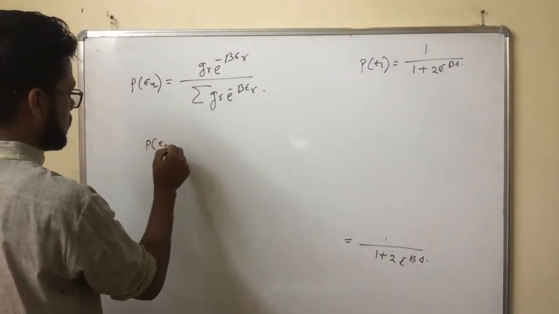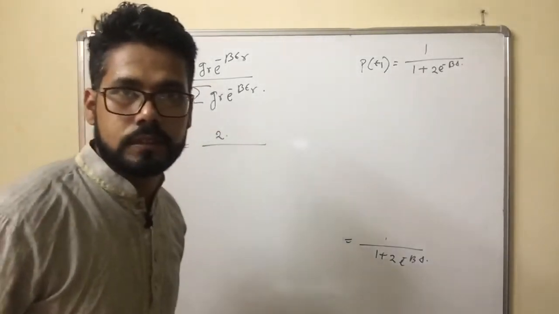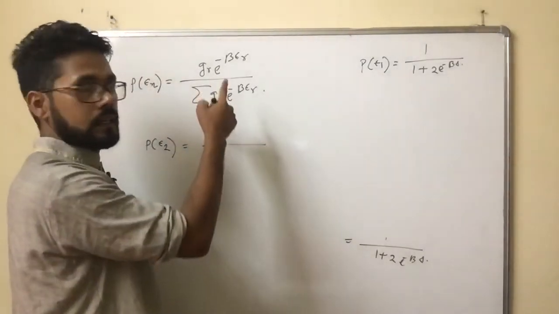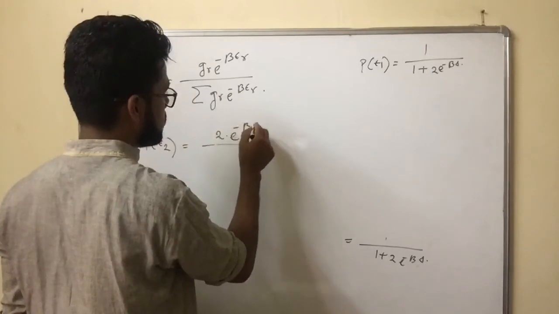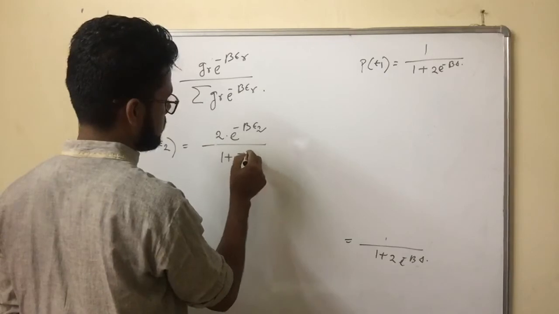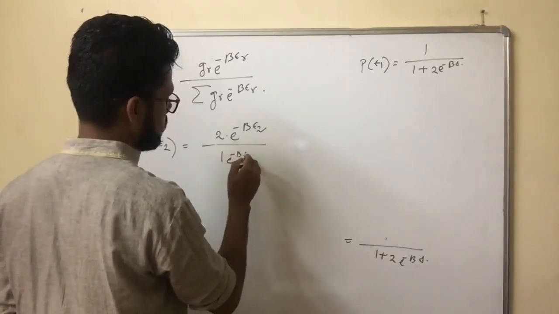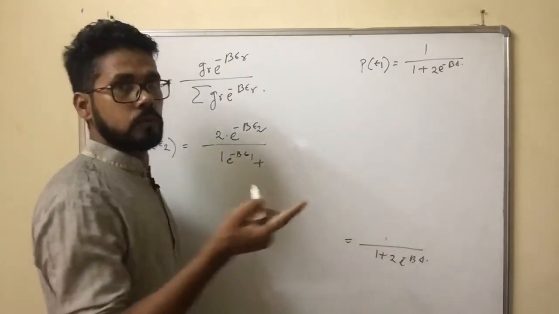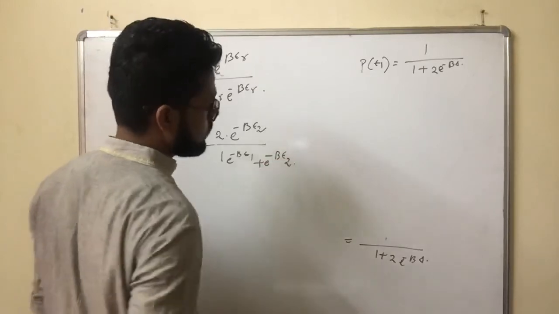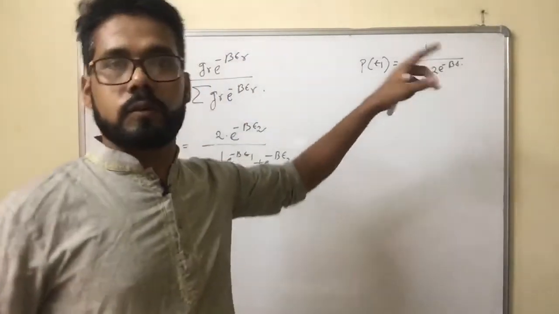Whenever I consider the P2 state, this is the formula. The E2 energy is degenerate, so I have to put 2, the value of g2, times e to the power minus beta E2. The denominator will remain the same, always remember: 1 times e to the power minus beta E1 plus 2 e to the power minus beta E2. Okay, and this answer will be according to the question.